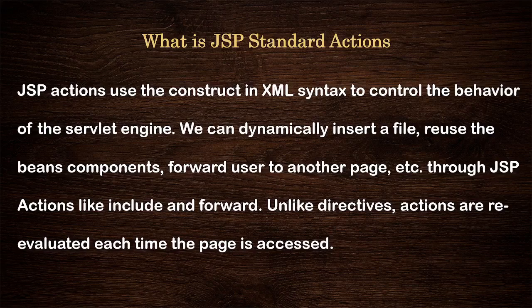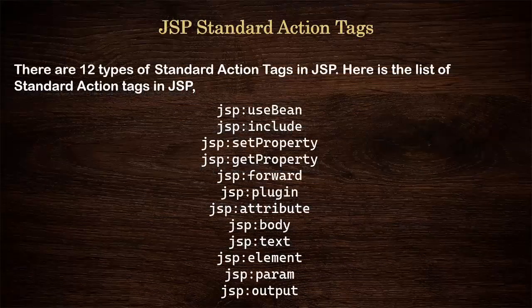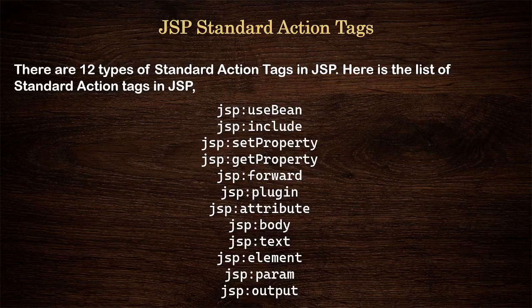This is done through JSP actions like include and forward. Unlike directives, actions are evaluated each time the page is accessed. JSP Standard Action Tags. There are 12 types of standard action tags in JSP. Here is the list of standard action tags in JSP: jsp:useBean, jsp:include, jsp:setProperty, jsp:getProperty, jsp:forward, jsp:plugin, jsp:attribute, jsp:body, jsp:text, jsp:element, jsp:param, jsp:output.